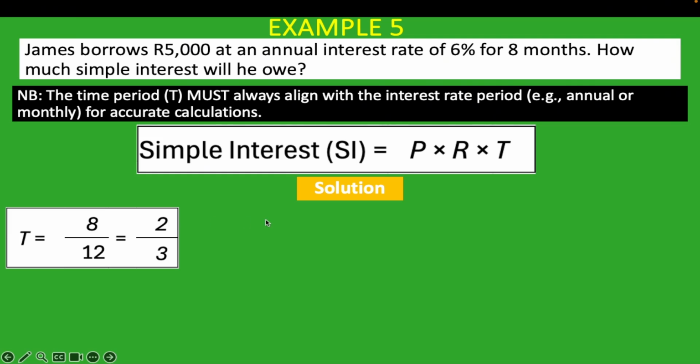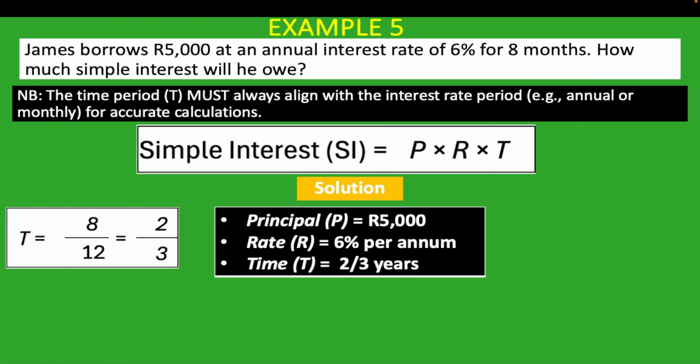Now that I've converted my time into years, which is 2/3 of a year, I can now use my simple interest formula to calculate my simple interest. So my P will of course remain at how many? 5,000 Rand, because that's how much James is borrowing. That is my principal amount. And then what is my rate? My rate is 6%, or 0.06. And then we'll multiply that by our time. What is our time? Our time is either 0.67 years or 2 over 3. And so here are our variables. The principal, as I mentioned, 5,000 Rand, the rate 6%, and the time is 2 over 3 years.